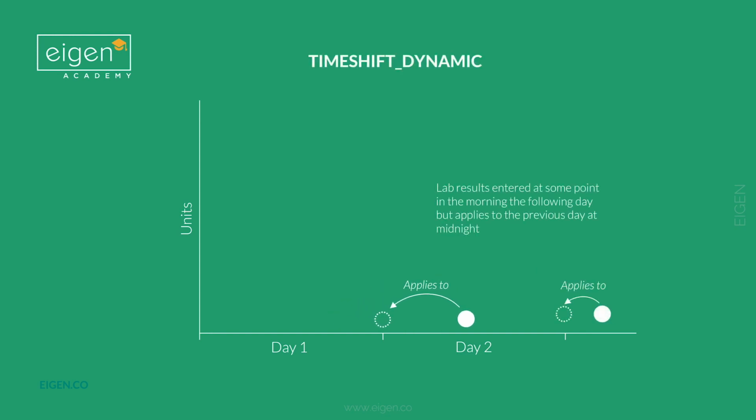The dynamic time shift covers the use case where the value is not entered reliably at the same time or the same offset. And so we need to calculate a varying degree of offset. For example, a lab value entered at some point in the morning that applies to the previous day at midnight. So we want to time shift this value back to the previous midnight, either on that day or at 23:59 or something. But it means that we can apply a variable offset to each point.